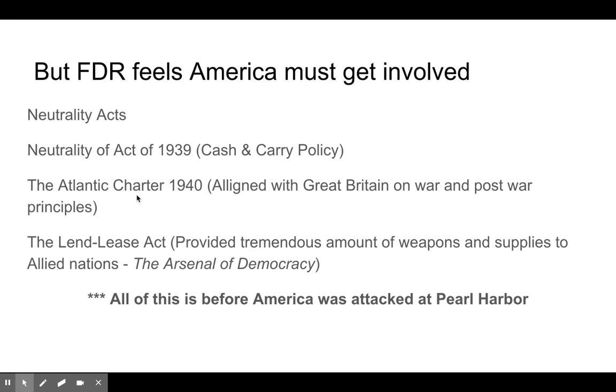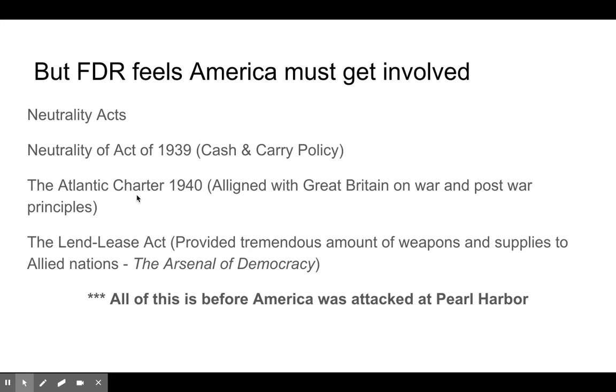The next year, the Lend-Lease Act, I don't have it on here, but in 1941, FDR gets Congress to pass the Lend-Lease Act, which says, out in the open, this is not cash and carry. This is not a secret thing. This is a very public thing that America will provide weapons and supplies to the allied nations who were fighting against Germany, Italy, and Japan. FDR, in a speech, said that America would be the arsenal of democracy.